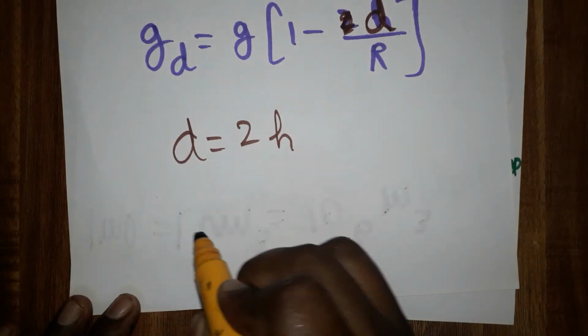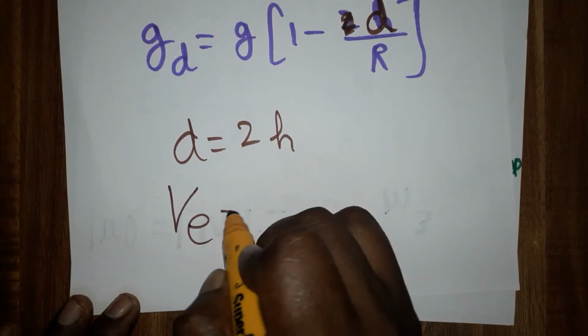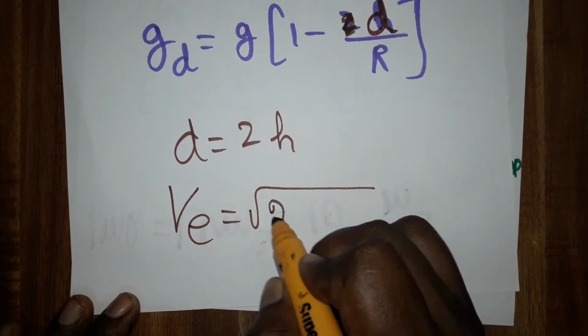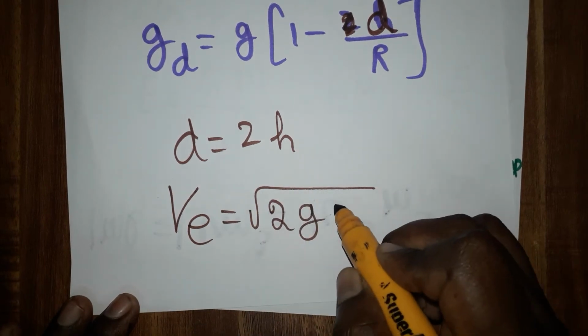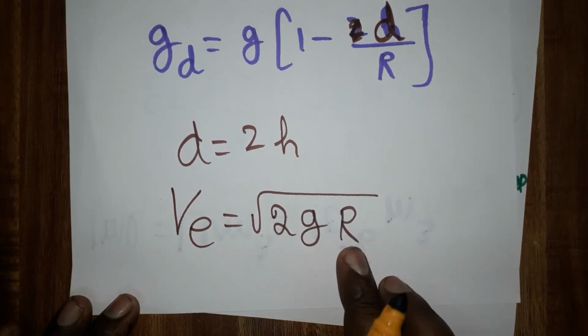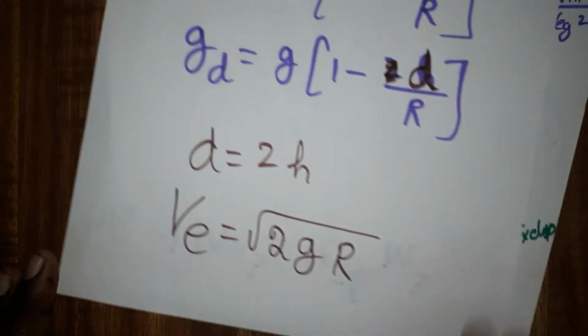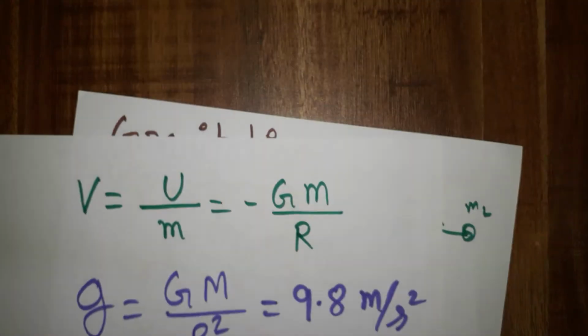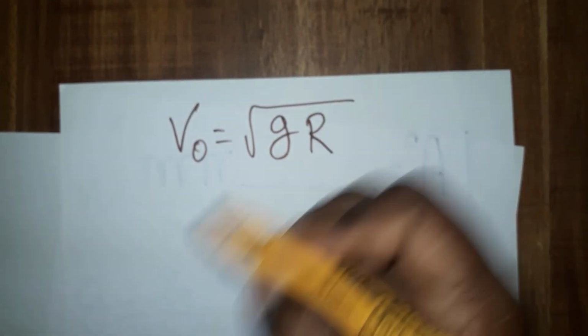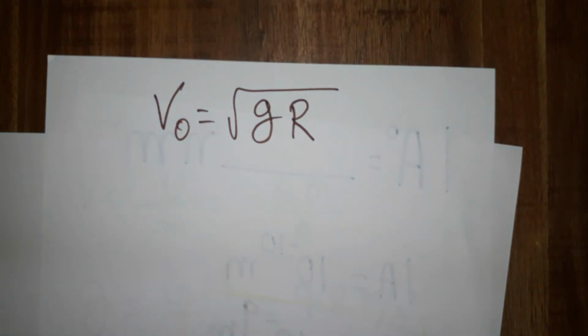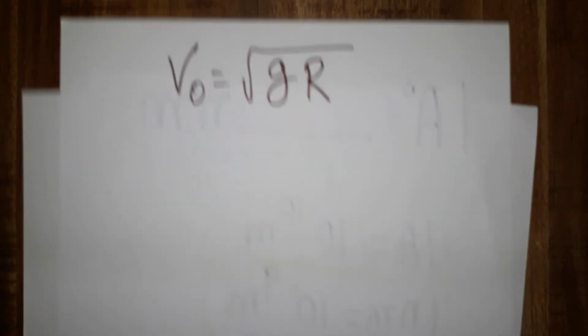The next one, escape velocity, it's going to be root of 2gr, where g is the gravity and r is the radius. Okay, the next one, orbital velocity. The 2 won't come, it's the same formula, root of gr.